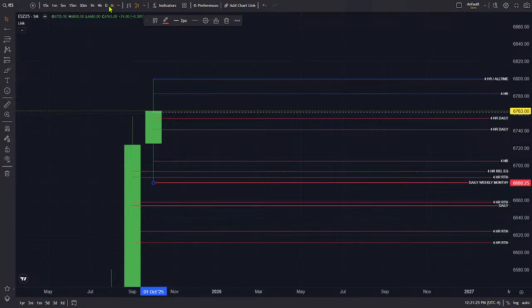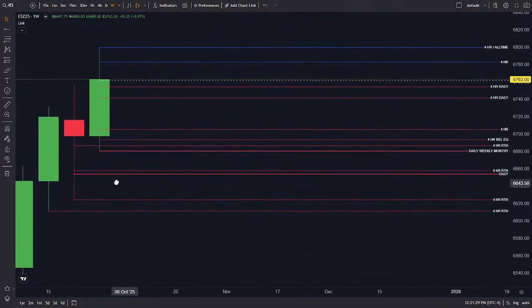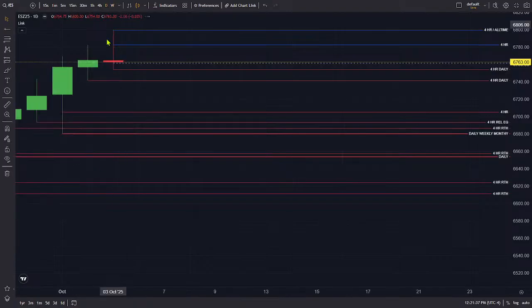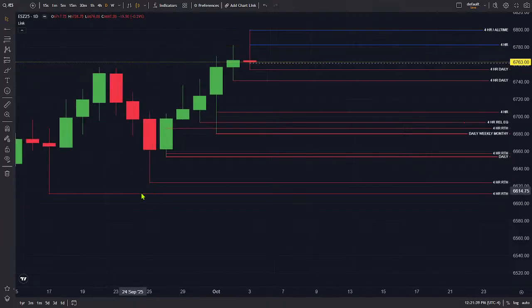All right, back to weekly. These are just daily levels. This one right here. Why didn't I have that marked on the daily chart? Let's go back. Okay, yeah. These are both daily levels, and this one is a weekly level.